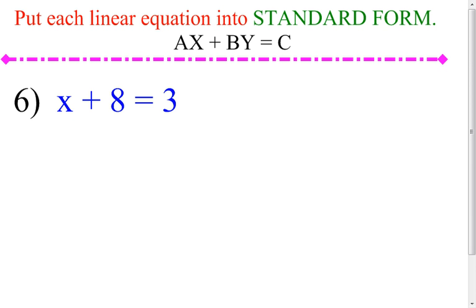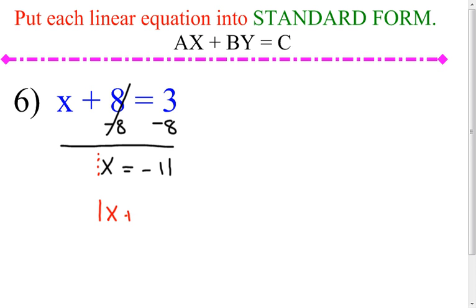And lastly, sometimes you only have one variable in there. That's okay. I only have an x. I do not have any y's. I still need all my constants on the right-hand side. So I will subtract 8, and I will have x equals negative 11. If you think about this in standard form, there's an imaginary 1 right here. So what this really is, is 1x plus 0y, because I don't have any y's, equals negative 11. Now you're not going to write the 1, nor are you going to write the 0y, but you can see why this is still in standard form.